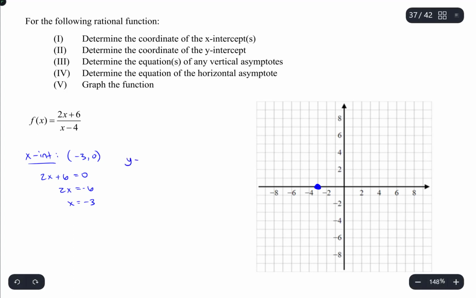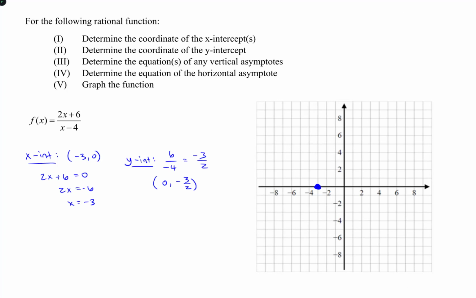All right, y-intercepts, those are pretty straightforward as well. It's just going to be the ratio of constant terms. So it's 6 over negative 4, which becomes negative 3 halves. And it's the point, actually, so I'll write it as 0, negative 3 halves. So 0, negative 3 halves would be like 0 and negative 1.5.